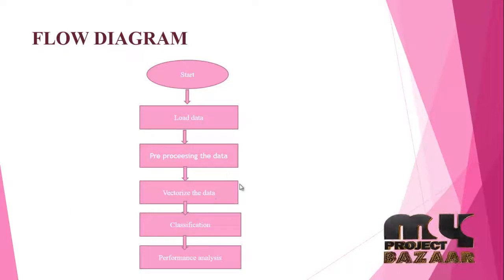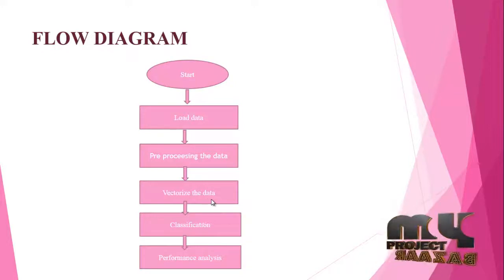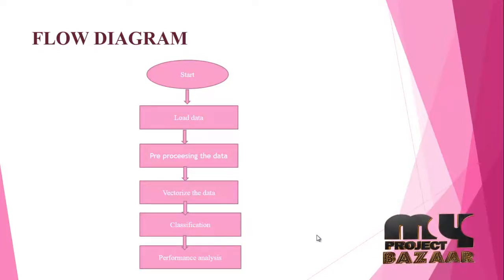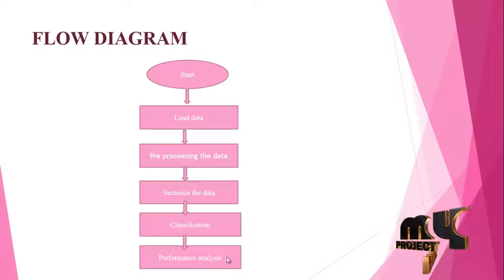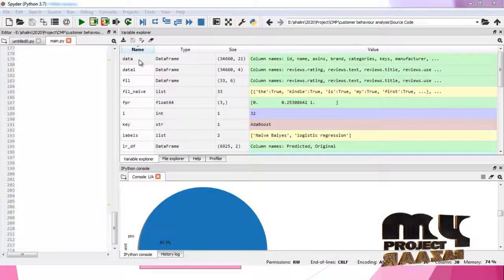After pre-processing we have to vectorize the data using natural language processing. In natural language processing we have to find stop words and count word vectorization. After vectorizing the data we have to classify the data using Naive Bayes and logistic regression algorithms. In these algorithms we have to find the performance analysis. The final result shows accuracy, F1 score, precision and recall.